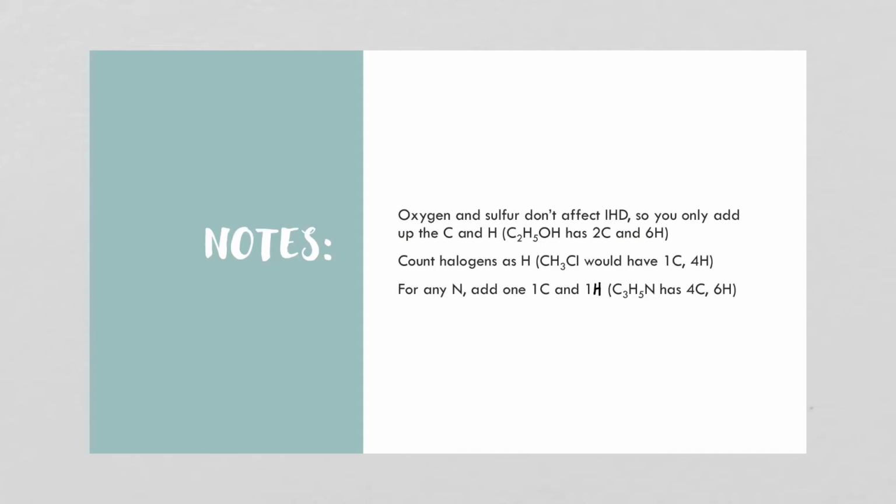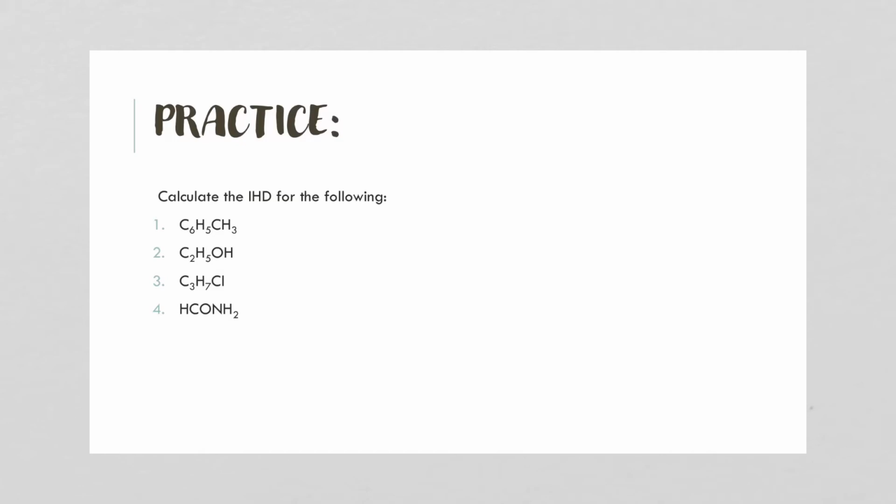You count halogens as if they were a hydrogen. So CH3Cl, we would say we have 1 carbon and 4 hydrogens. And then anytime there's a nitrogen atom, you count 1 carbon and 1 hydrogen. So C3H5N we would say has 4 carbons and 6 hydrogens. So we'll apply some of those rules to calculate the IHD for each of these.